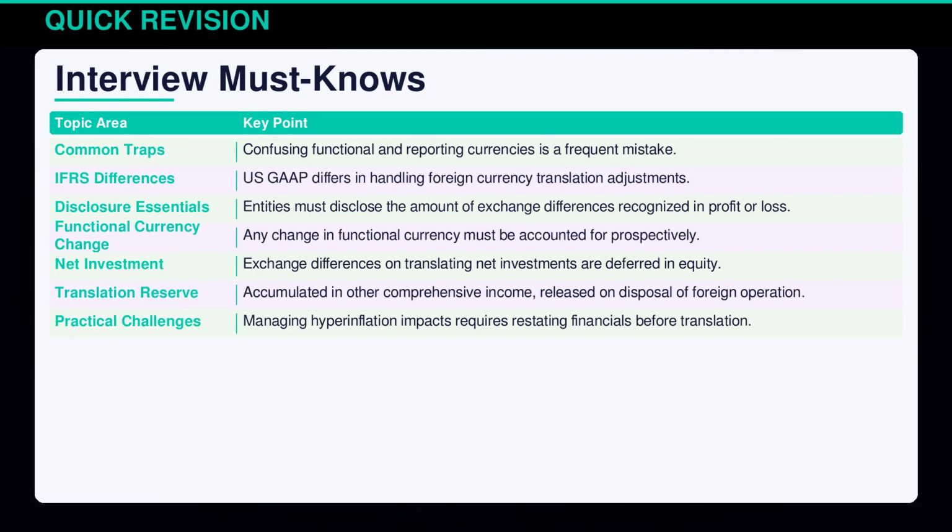Navigating IAS 21 during interviews. Steer clear of confusing functional and reporting currencies. Understand International Financial Reporting Standards and U.S. generally accepted accounting principles differences, especially in translation adjustments. Key disclosures include showing exchange differences in profit or loss.